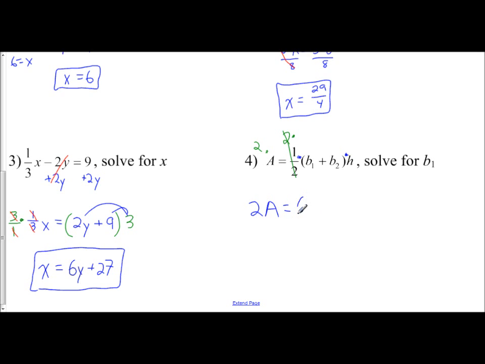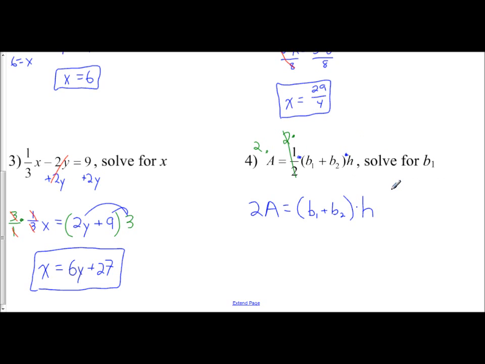equals the quantity b1 plus b2 times h. I'm still trying to solve for b1. It's inside the parentheses, which, by the way, is helping us because that means it's protected right now. We can't just go in and grab it. We have to get rid of everything on the outside first. So even thinking of it that way allows us to see the steps. The b1's protected in the parentheses. So get rid of everything outside of it first, and then we can reach in and get it.